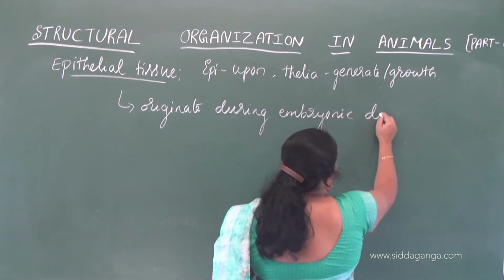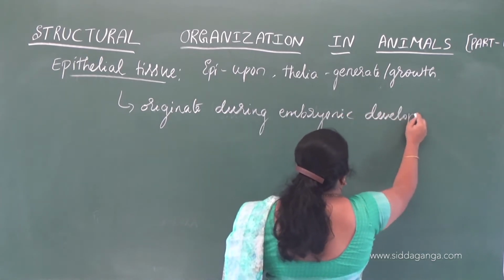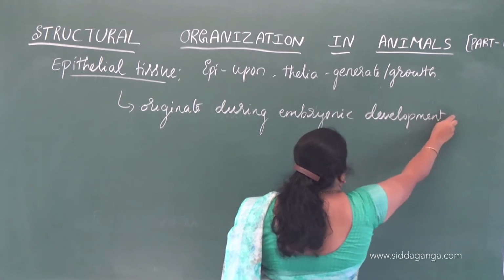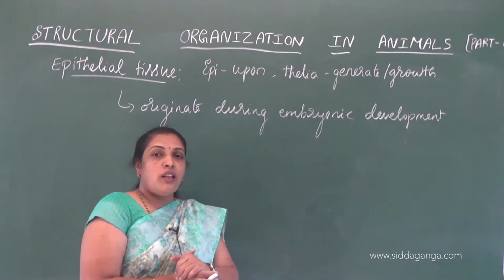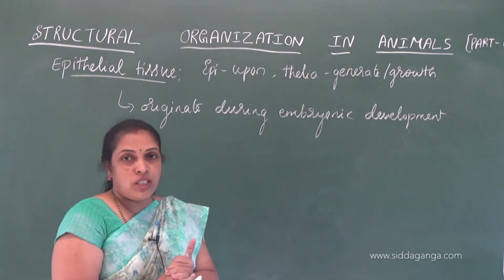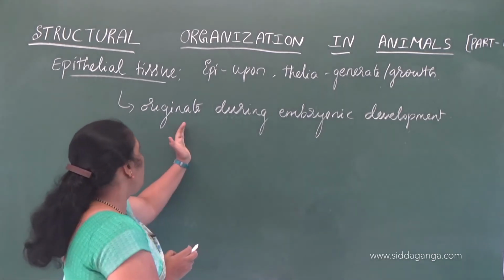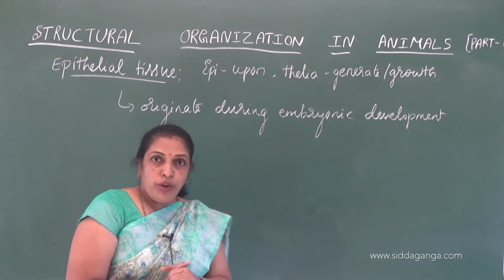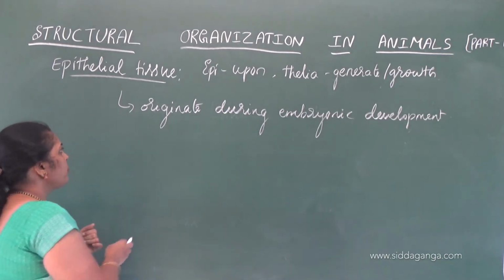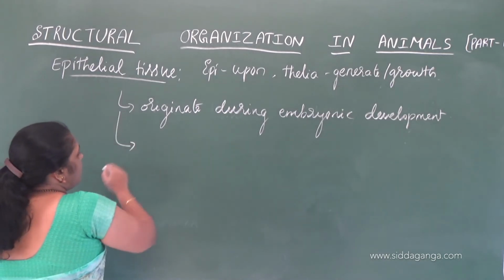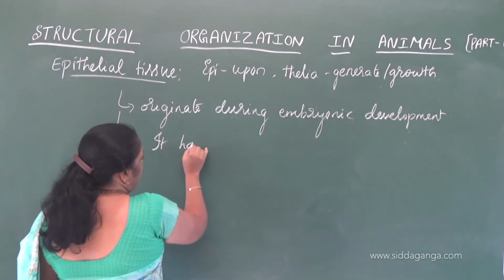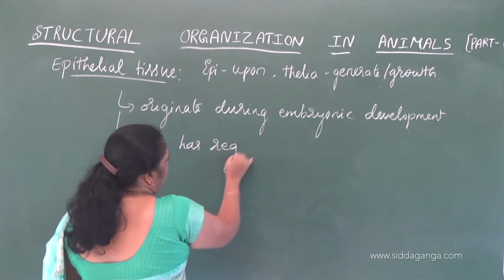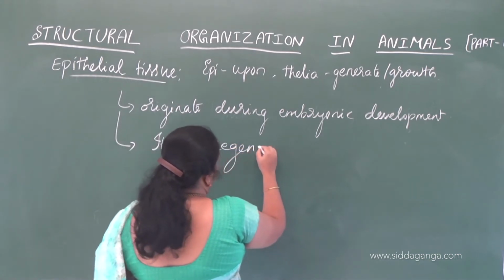It is going to develop. It originates during embryonic development. Embryonic development means inside the uterus when organogenesis occurs. So it is going to develop during embryogenesis, and the tissue has regenerative capacity.